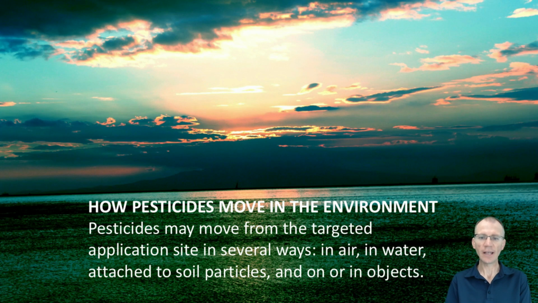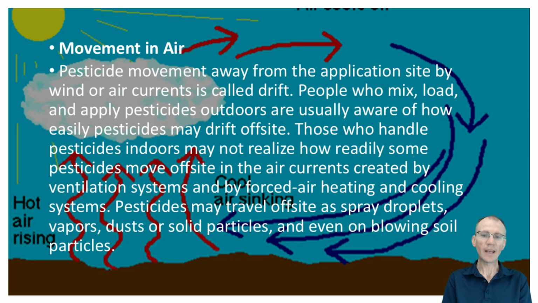Pesticides may move from the targeted application site in several ways: in air, in water, attached to soil particles, and on or in objects. Let's talk about movement in air. Pesticide movement away from the application site by wind or air currents is called drift. People who mix, load, and apply pesticides outdoors are usually aware of how easily pesticides may drift off-site. Those who handle pesticides indoors may not realize how readily some pesticides move off-site in the air currents created by ventilation systems and by forced air heating and cooling systems.